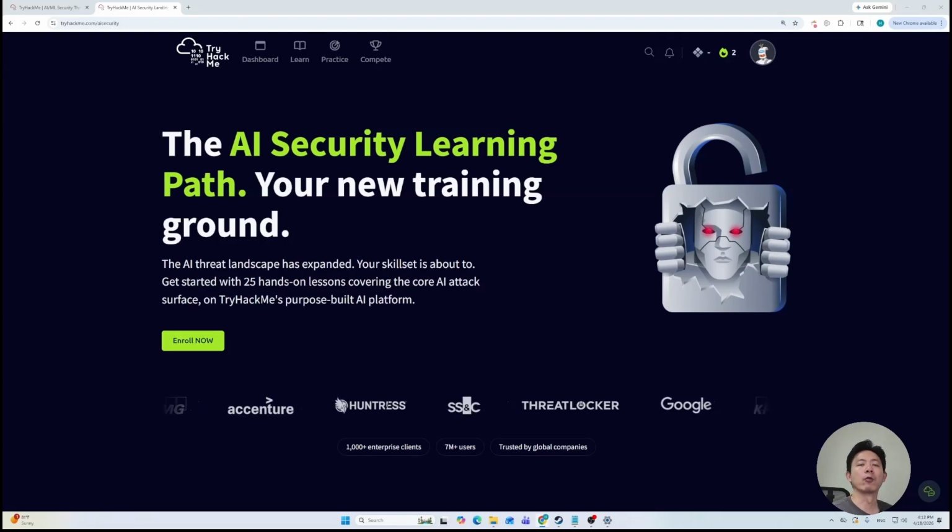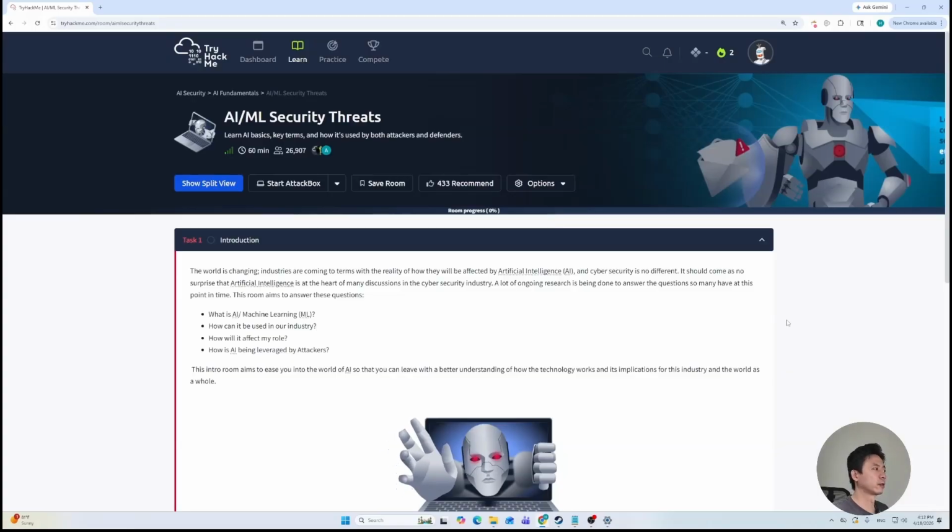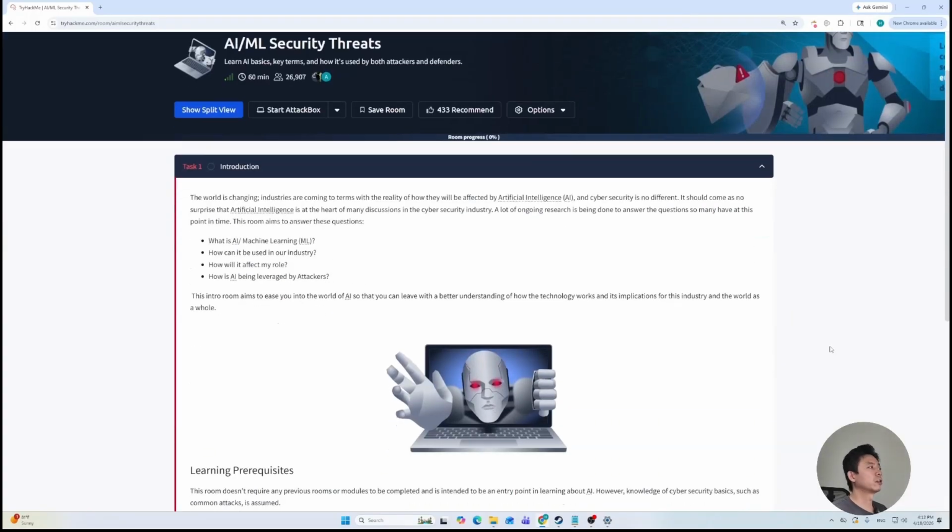Let's get started. AI/ML security threats. Introduction. The world is changing. Industries are coming to terms with the reality of how they will be affected by artificial intelligence, or AI, and cybersecurity is no different. It should come as no surprise that AI is at the heart of many discussions in the cybersecurity industry. A lot of ongoing research is being done to answer the questions so many have at this point. This room aims to answer these questions.